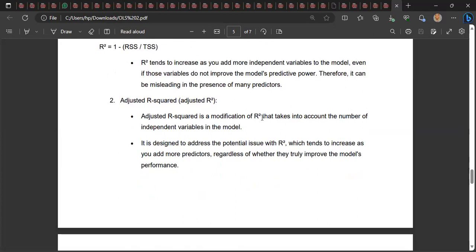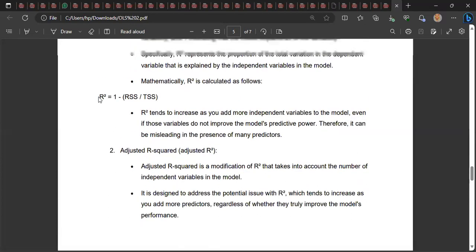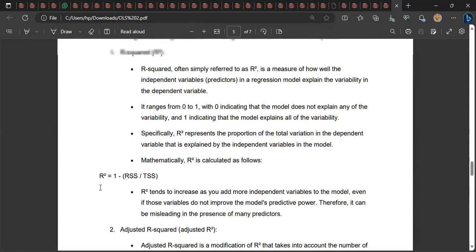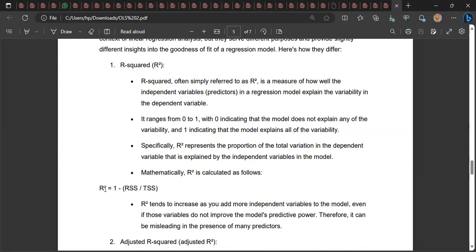Now we have a modification of that R squared, which takes into account the number of independent variables in the model. The reason why we have an adjusted R squared is because if R squared is going up, it's basically saying that your data is a better fit, that it explains the variations in Y according to your model. But we realize that simply by adding an extra variable, this one goes up.